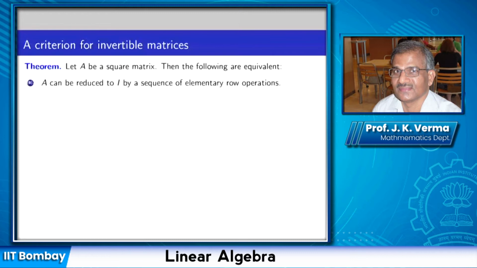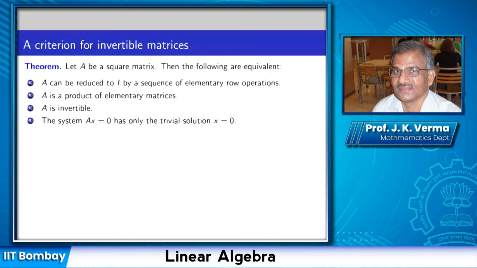This statement is equivalent to: A is a product of elementary matrices. Then this is equivalent to: A is invertible. And the fourth statement is: Ax equal to 0 has only the trivial solution. So these four statements are characterizations of invertible matrices.